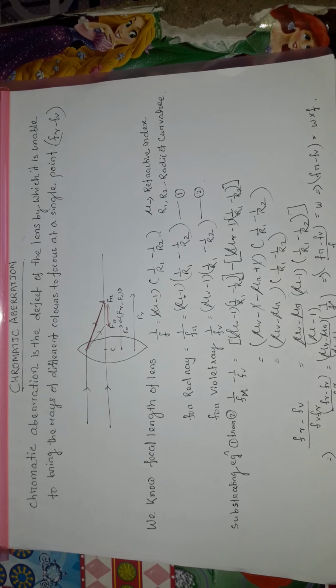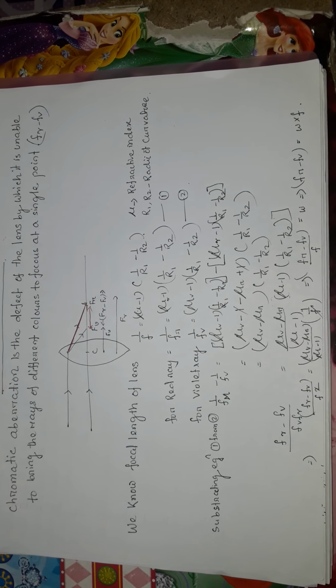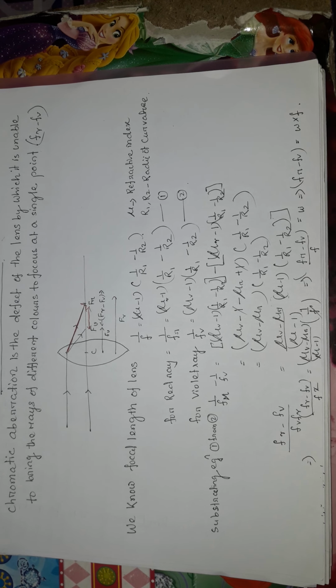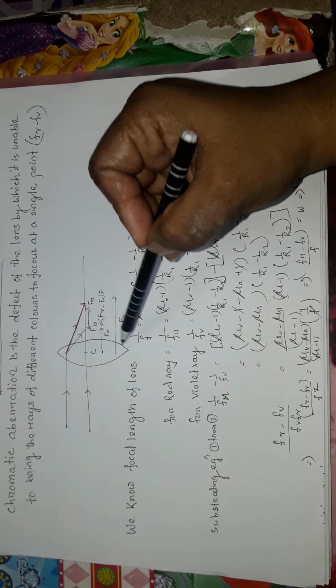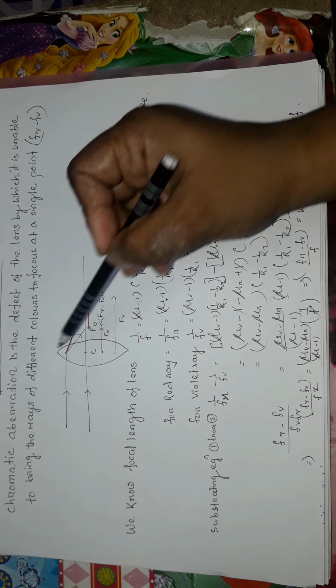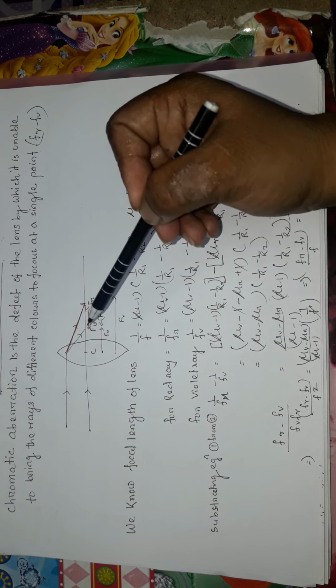Today we are going to discuss chromatic aberration. It is the aberration or defect of the lens by which it is unable to bring the rays of different colors to focus at a single point. This aberration arises because the incident light has different wavelengths, or different colors.